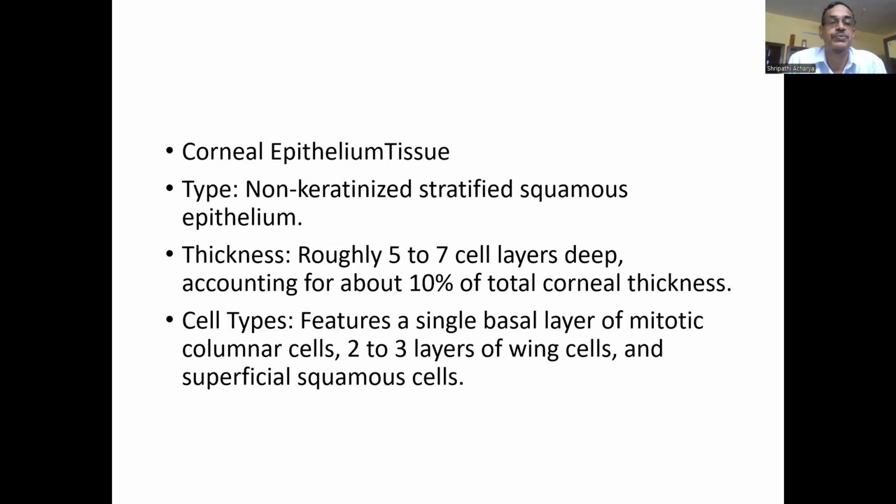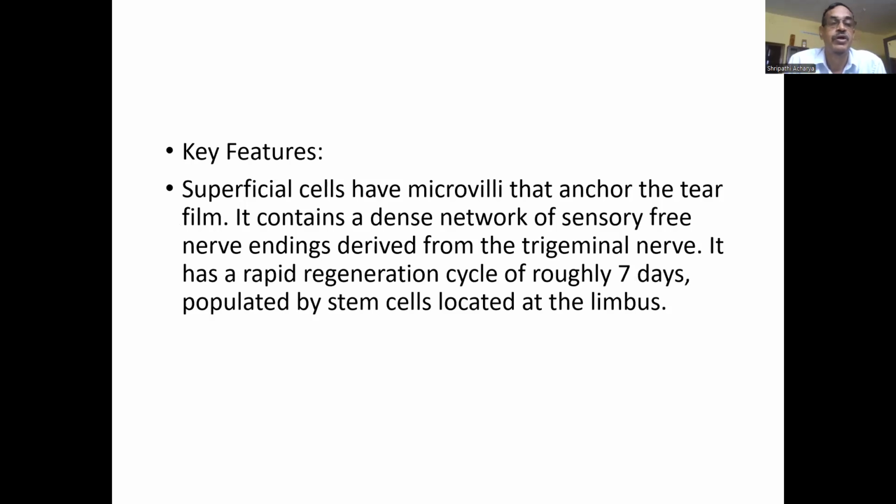Corneal epithelial tissue. Type: non-keratinized stratified squamous epithelium. Thickness: roughly 5 to 7 cell layers deep, accounting for about 10% of total corneal thickness. Cell types: features a single basal layer of mitotic columnar cells, 2 to 3 layers of wing cells, and superficial squamous cells. Key features: superficial cells have microvilli that anchor the tear film.